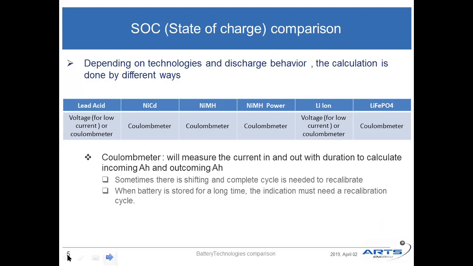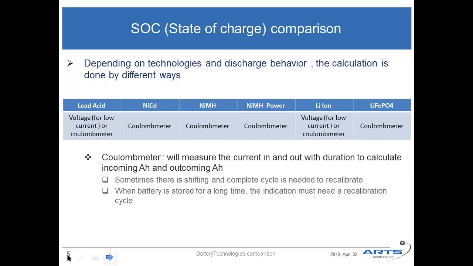However, for the other technologies, the discharge curve, as you have seen before, is quite flat. And in that case, the voltage is not representative of the state of charge. So there is another way to calculate it by using a Coulomb meter. That means we make the sum of what is entered as ampere-hours, the capacity charging the battery, and we can also calculate what is discharged. And doing this, we evaluate the state of charge of the product.